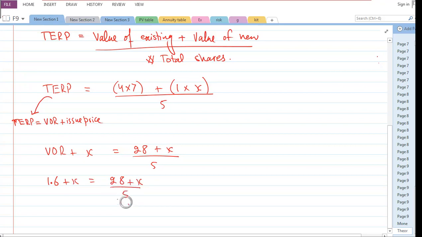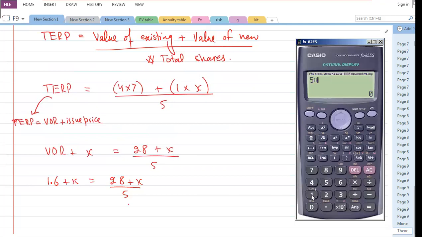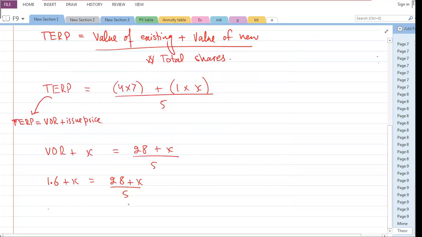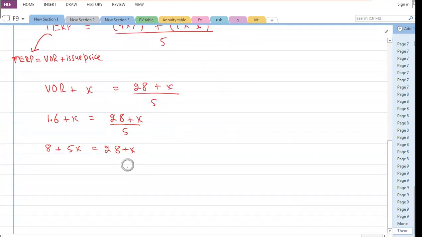Now let's move the 5 to the other side of the equation. So it will be 5 multiplied by 1.6, which is 8, plus 5x is equal to 28 plus x, right? So now let's move the x to the other side of the equation and 8 to this side of the equation.